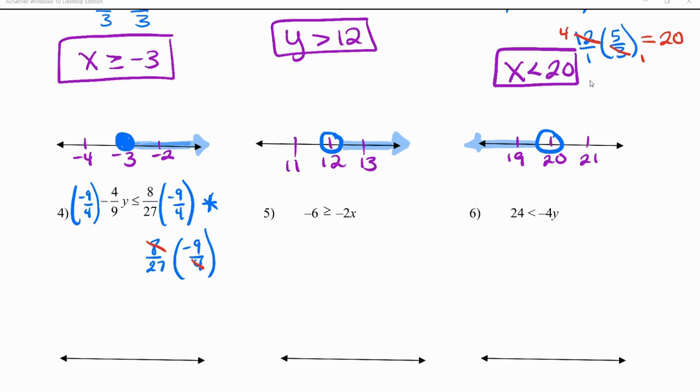8 over 4 is 2 over 1. 9 over 27 would be 1 over 3. So the product of 8/27 and negative 9/4 is negative 2/3. So we had less than or equal to, so we want to make sure we flip the inequality symbol to be greater than or equal to.